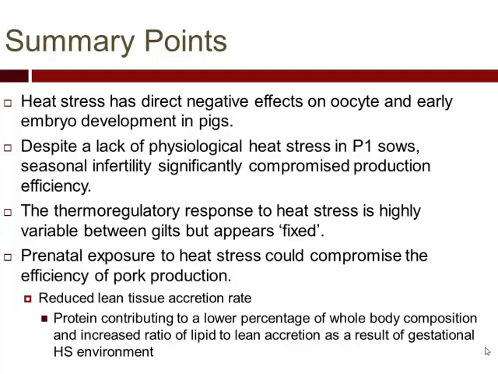The thermoregulatory response to heat stress is really variable in gilts, but it's a fixed trait once that animal's born. What I didn't show you also is that piglets produced from sows that are heat stressed during gestation have a higher thermoregulatory set point. So it increases their resting body core temperature based on the environment they were gestated in. And then prenatal heat exposure also compromises pork production through altering lean tissue accretion rate, as well as altering the amount of that carcass that's represented by lean tissue or by protein.